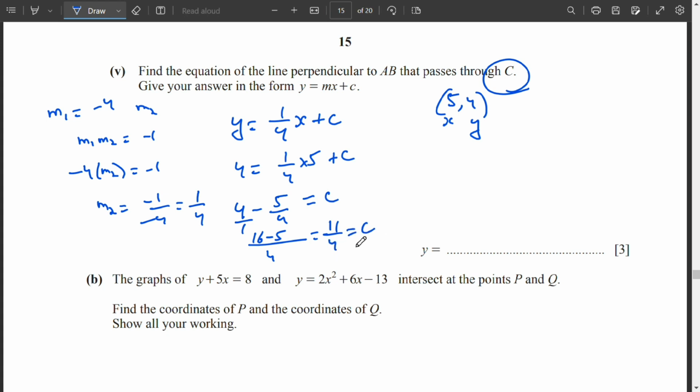So here we have the equation now. You substitute the value of c over here. So y will be 1 by 4x plus 11 by 4. So that's our answer.